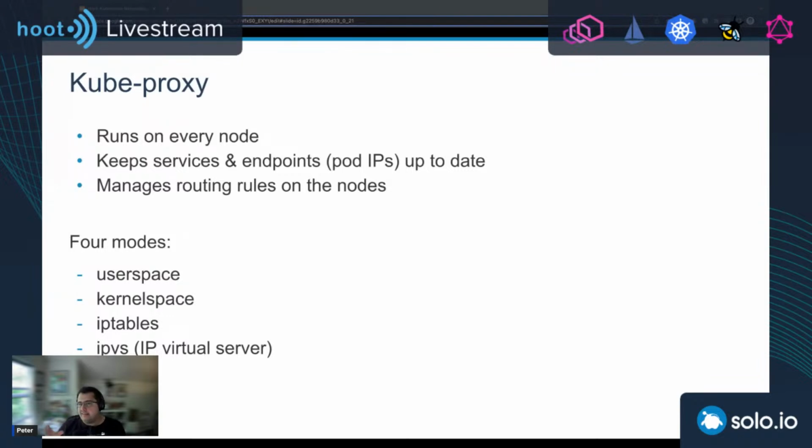Kernel space, that's a Windows-only mode, and it's an alternative to the user space mode for Kubernetes on Windows. And then we have iptables and IPVS. The iptables mode of running kube-proxy solely relies on iptables, and this is the default mode.